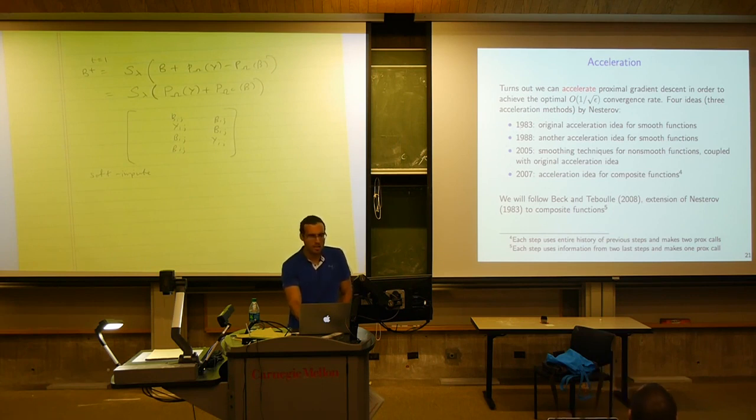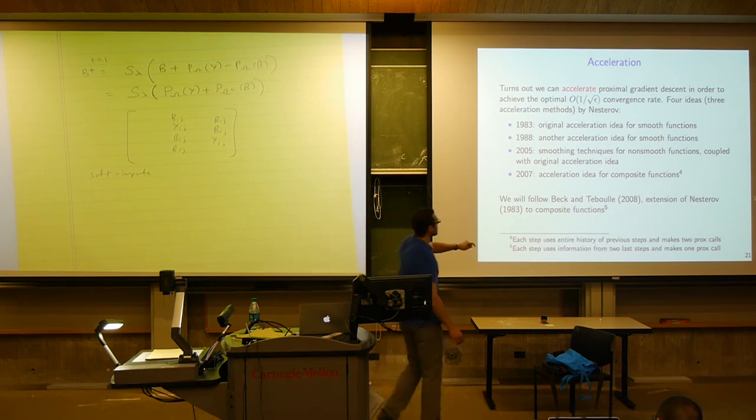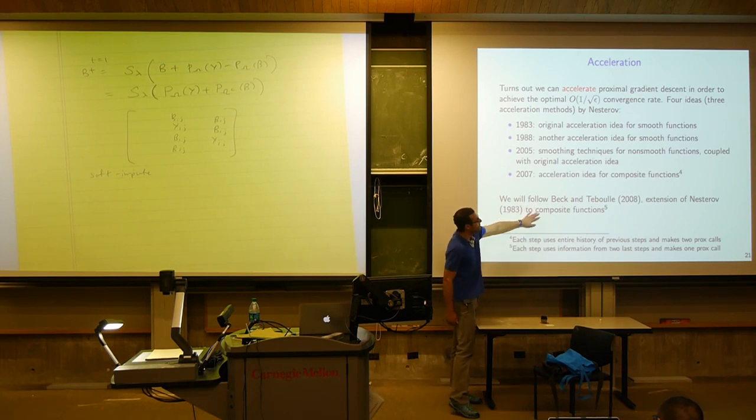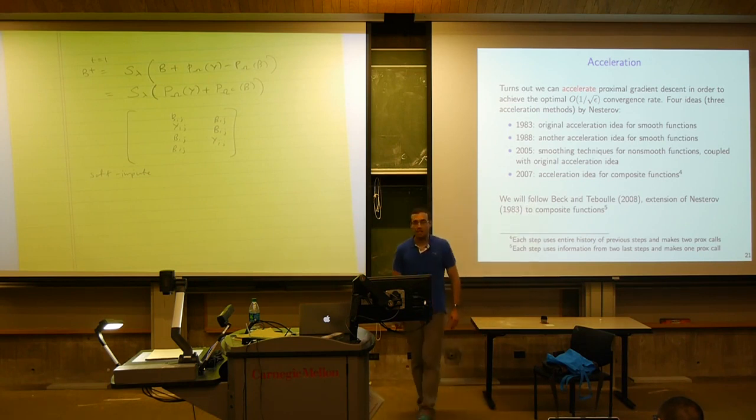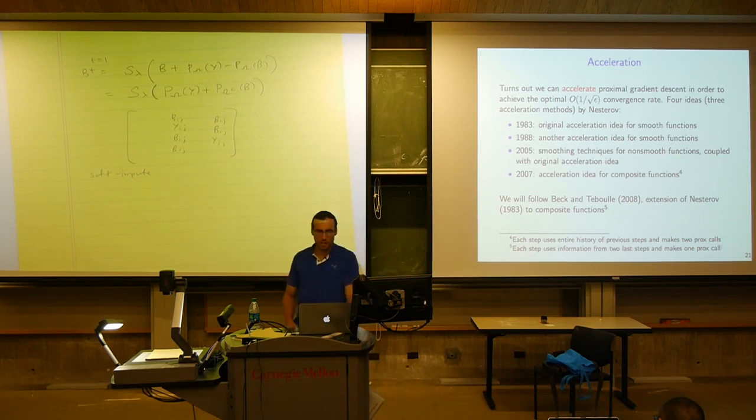What we're going to talk about today is a version of acceleration that comes from this paper, Beck and Teboulle, which took Nesterov's 1983 idea and applied it to composite functions. Back in 1983, Nesterov had this original acceleration idea for smooth functions. So he was talking about accelerating gradient descent, not proximal gradient. What Beck and Teboulle did in 2008 is take this idea, with a very nice treatment of it, and apply it in the proximal gradient setting, which is what we'll talk about today, because it's the most general way to look at it in some sense.